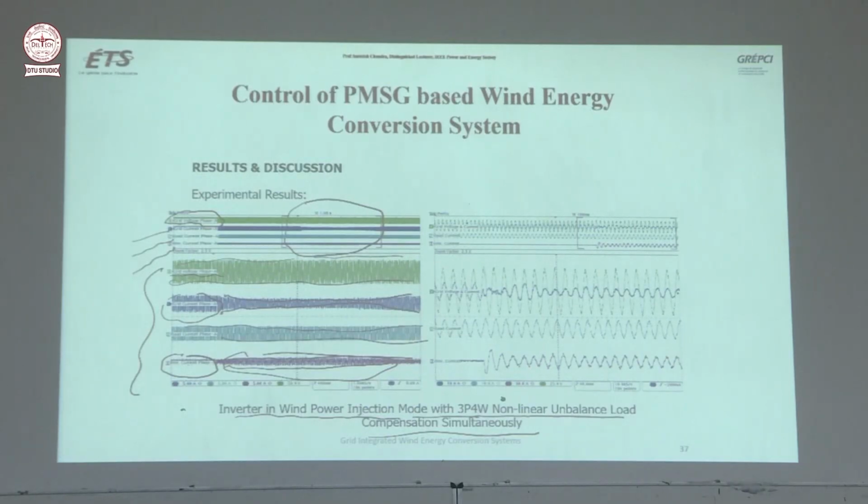And here also you see grid voltage and current, load current, inverter current. If you expand this portion here, this is the grid voltage, this is the grid current. Before the starting of the grid inverter, the grid current was distorted. But as soon as you started putting it on, it becomes sinusoidal and in phase with the voltage.